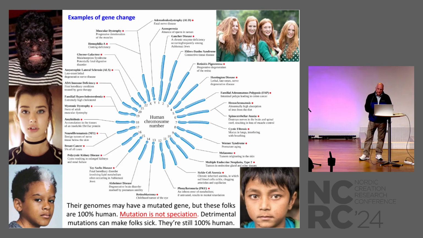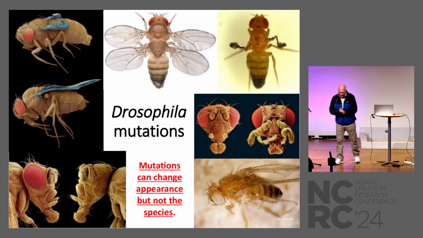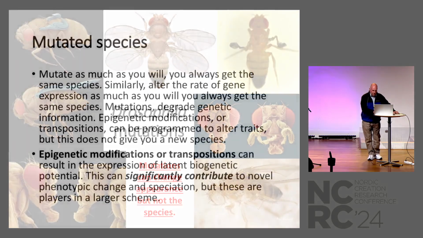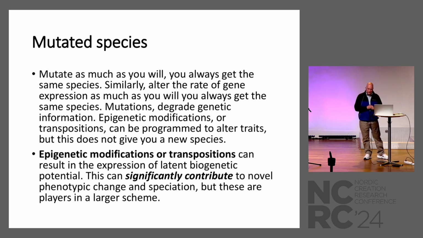Detrimental mutation events can make you sick. They're still 100% human. You should never doubt that. In fact, you can take Drosophila and you can do all sorts of exotic things to it and try to mutate it to death, and it'll still stay Drosophila melanogaster. Mutate as much as you will, you always get the same species. Similarly, alter the rate of gene expression as much as you will, and you always get the same species.